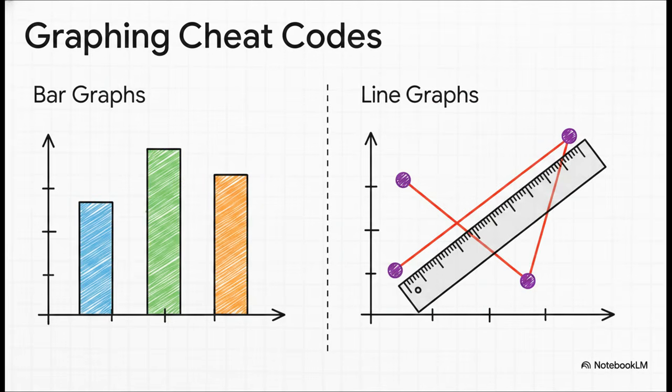Graphs are another spot where points are practically handed to you if you just follow the cheat codes. If you're asked to draw a bar chart, make sure your bars are of completely equal width and always leave a gap between them. Always label your axes and include your units. If you're drawing a line graph, you need to plot your points super accurately and join them point to point using a ruler. No freehand curves unless they specifically ask for it.